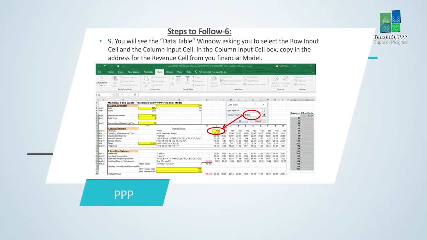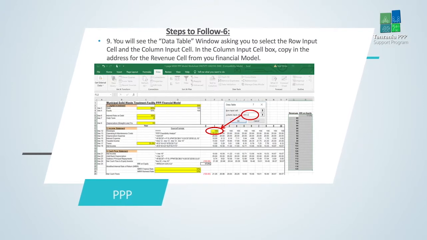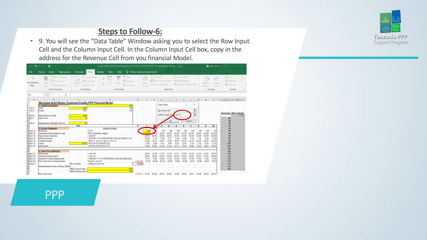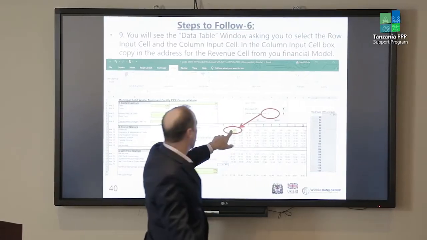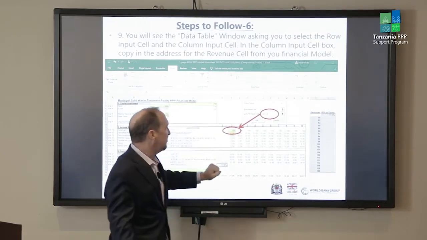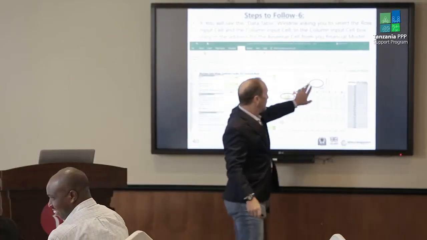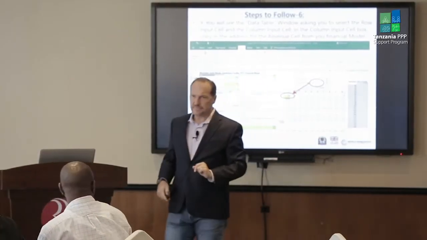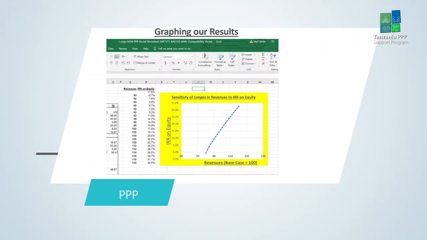It says Row Input Cell, and then it says Column Input Cell. All you need to do is type in, and you should use the dollar signs, the cell address here for revenues. In this case, that cell address is F12. Once you've got that cell address, click OK. I hope you see that this will save you a lot of time.